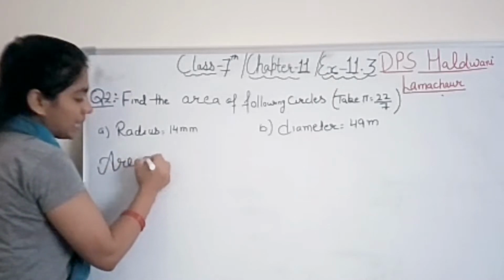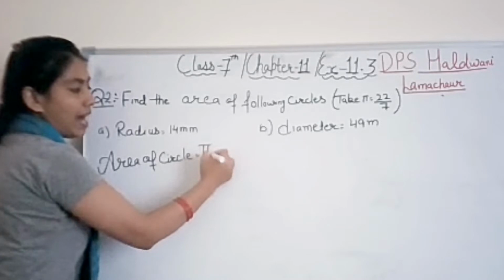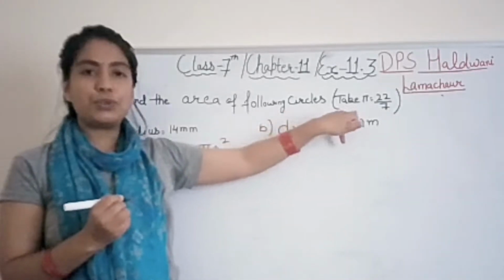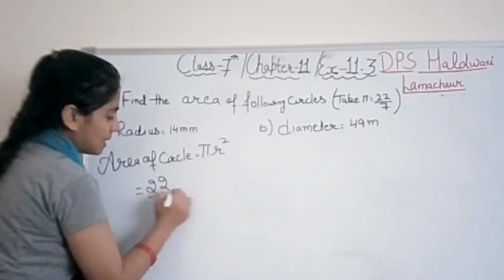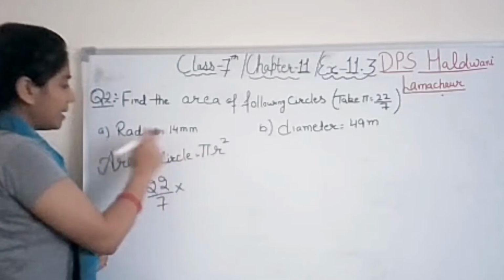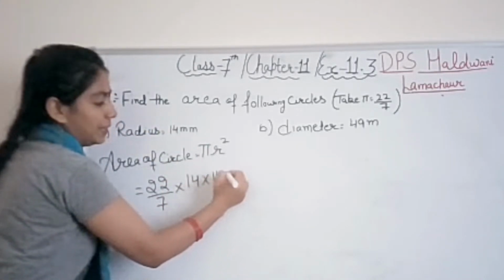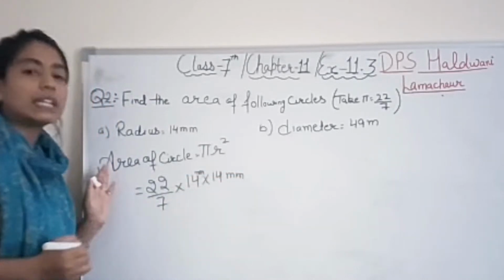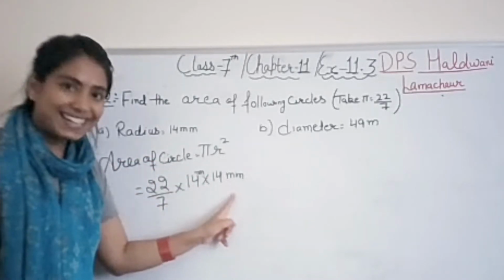We know area of circle is pi r square. Right? And the pi value is again given to you, that you will use this one value. So that is 22 upon 7 into r is 14. So r square means 14 into 14 millimeter, and with this also millimeter. Right? Because area, so unit of area is unit square. That is why. Right student?